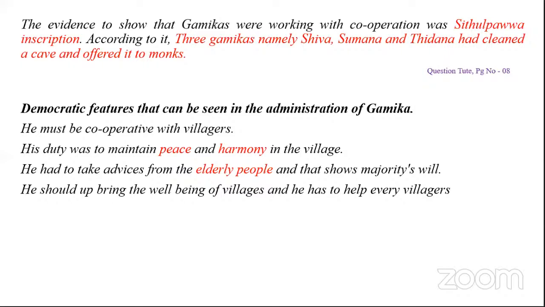His duty was to maintain peace and harmony in the village. He had to take advice from the elderly people, and that shows the majority's will. So that means he is not the only one taking the decisions. He had to ask a council. So then he should uplift the well-being of the villagers. All these are the characteristics of democracy. So there are democratic features you can see in the administration of the Gamika, the village administration.